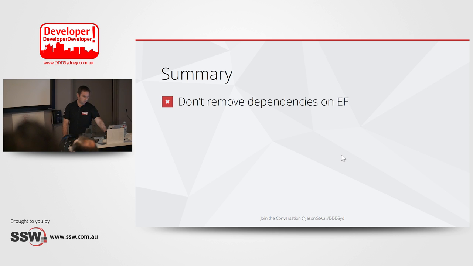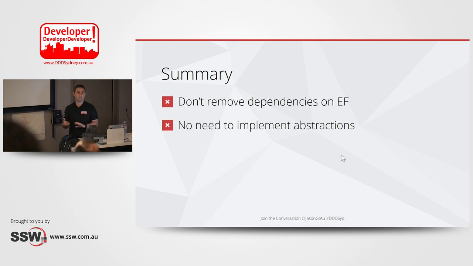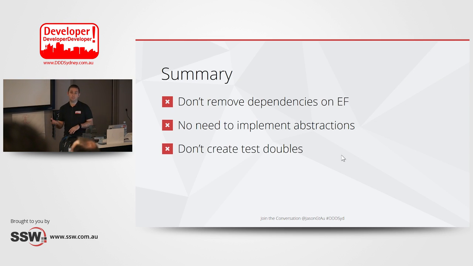And finally, in summary, the simplified approach that I've shown you today, you don't need to remove your dependencies on Entity Framework. You don't need to implement abstractions. You use the DB context directly for your controllers, commands, your queries, wherever you're using it. And you'll use the DB context directly in your tests. The only thing that's different is the provider. You don't need to create test doubles. You use the DB context directly. So that just leaves you with one thing to do, which is just write unit tests. Thank you.